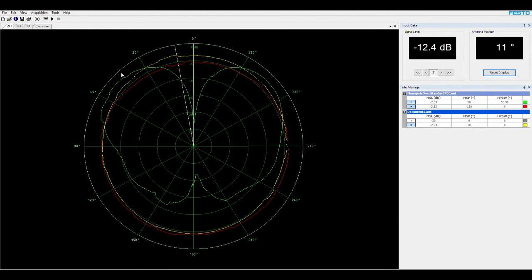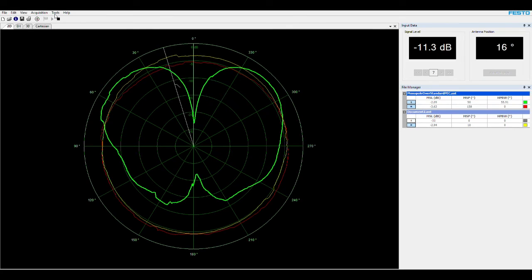While it performs the measurement, you can compare it to the measurements that we had in the case of a standard monopole antenna with a standard ground plane. So let me start the acquisition. One thing that you notice is that although we have a better impedance match, we have not reached the maximum signal level of the standard monopole antenna.